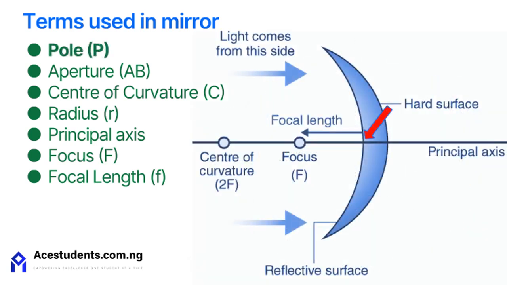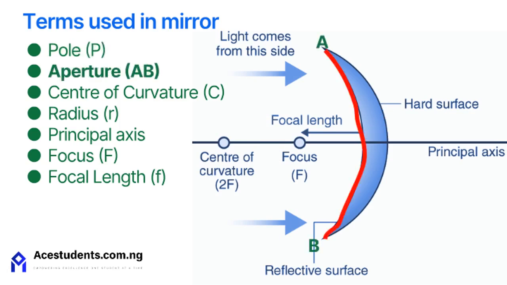First, the pole. The pole, represented by the letter P, is the center of the curved mirror surface. It serves as a reference point when drawing ray diagrams. The aperture is the width of the mirror's reflective surface, often represented as AB. It affects how much light the mirror can gather.